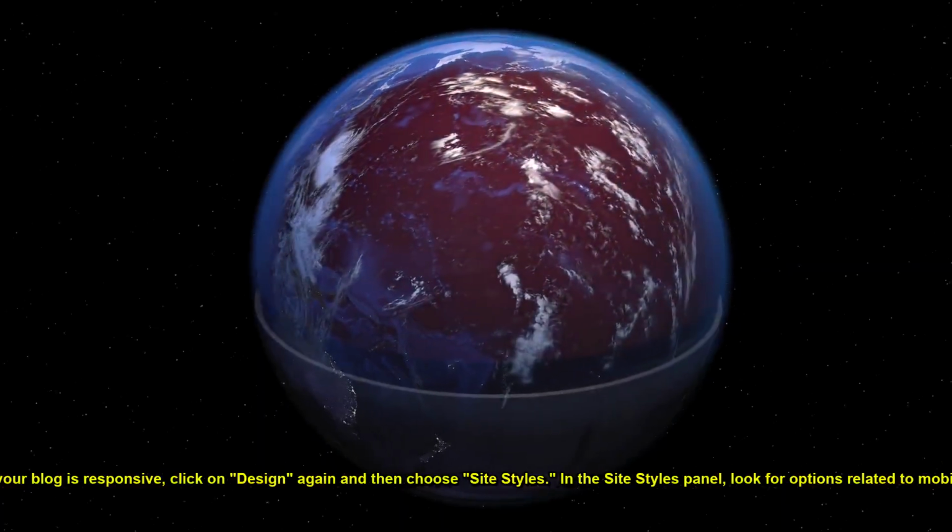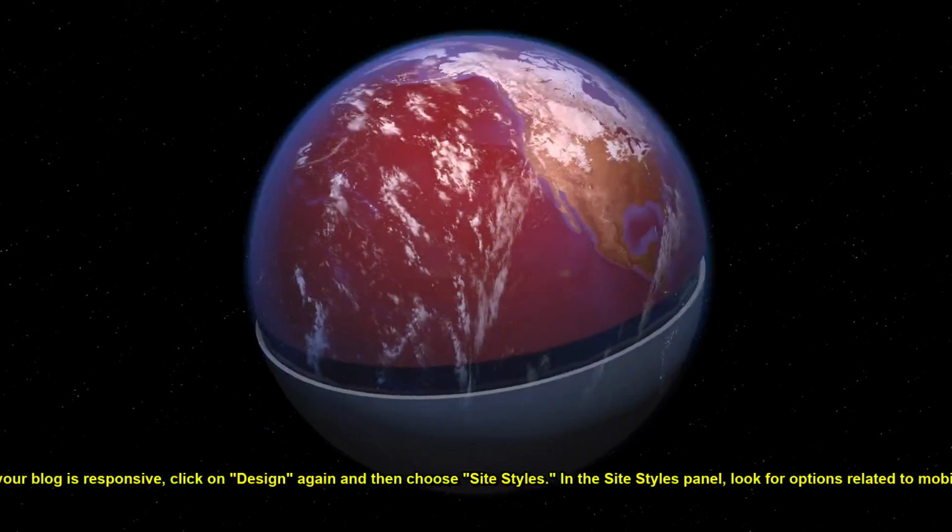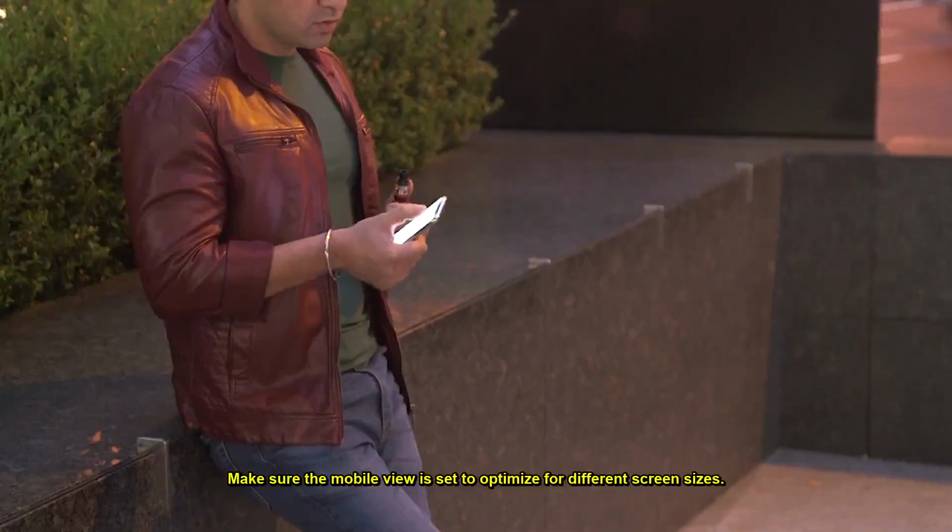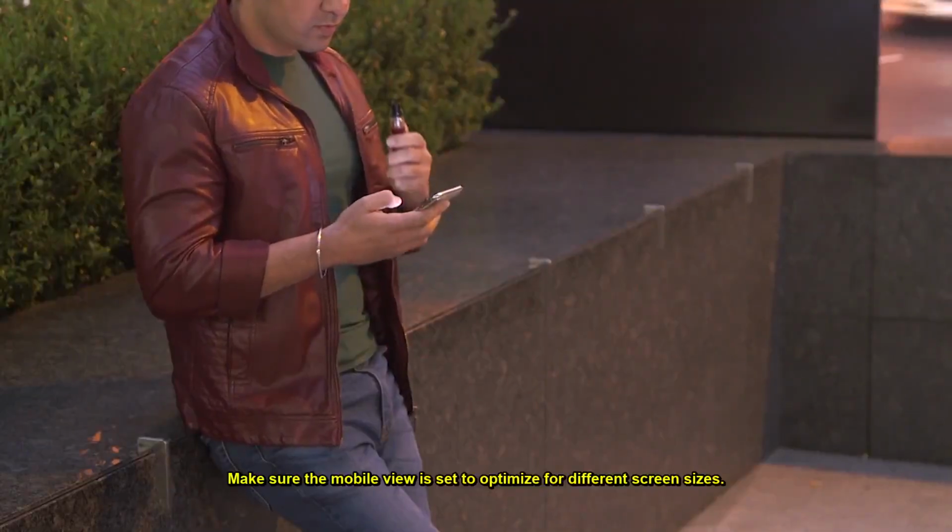In the Site Styles panel, look for options related to mobile settings. Make sure the mobile view is set to optimize for different screen sizes. Preview your blog on various devices to confirm it's displaying correctly.